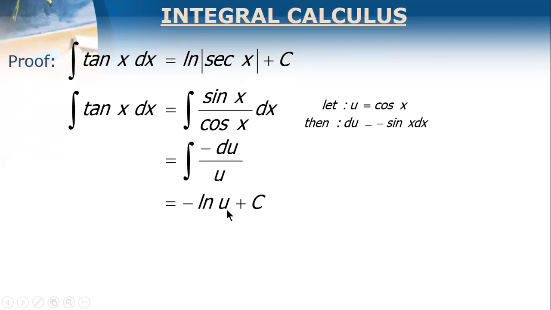Now, algebra, properties of logarithms. A coefficient of negative 1, a coefficient can be written as an exponent. So negative ln u can be written as ln of u raised to negative 1. You can review your properties of logarithms.